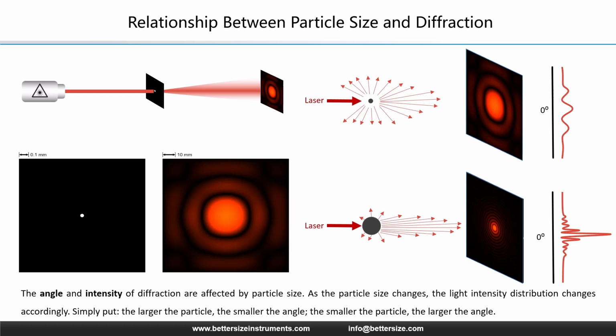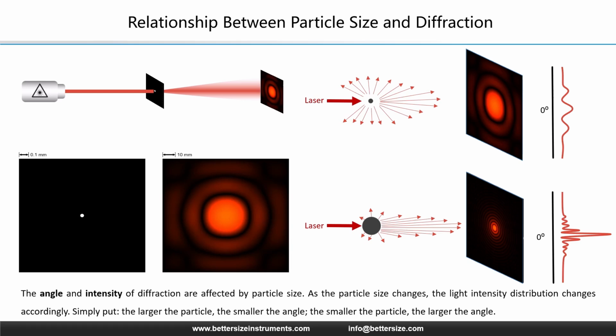Look at the top. A small particle scatters light at wide angles. The energy is spread out, creating large, faint rings. Look at the bottom. A large particle scatters light at the narrow angles. The energy is concentrated, creating small, intense rings. This is the golden rule of laser diffraction: small particles, large angles. Large particles, small angles.